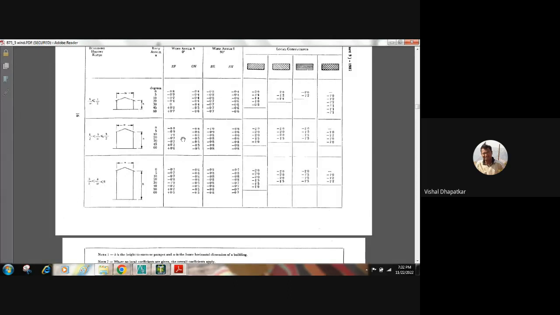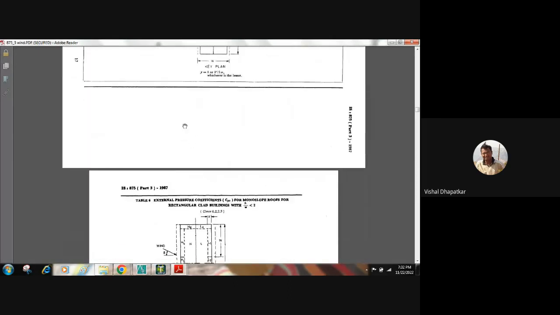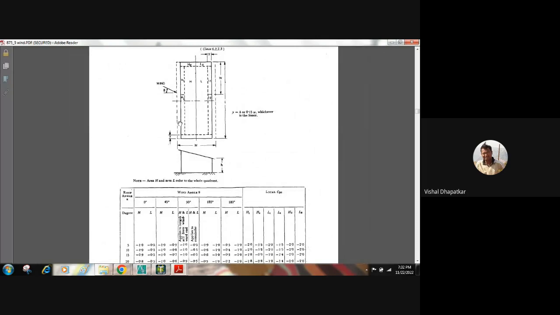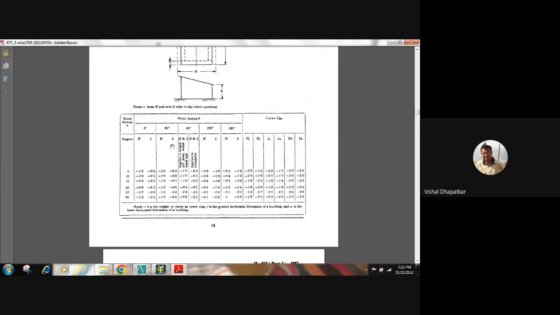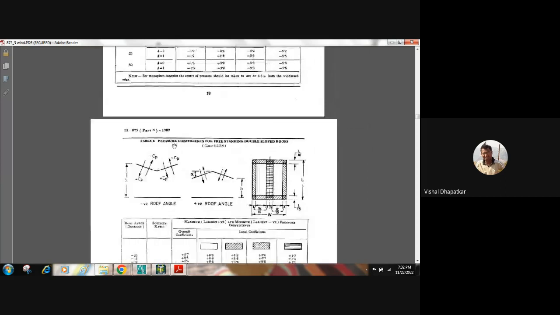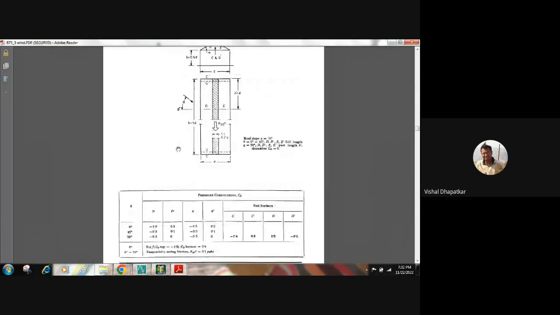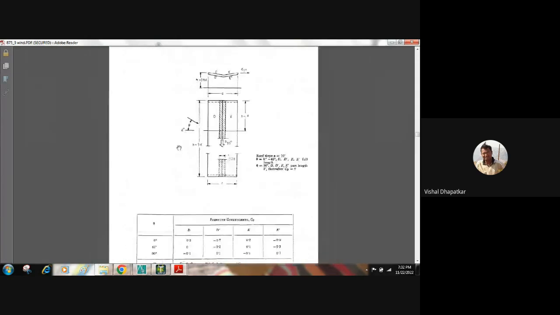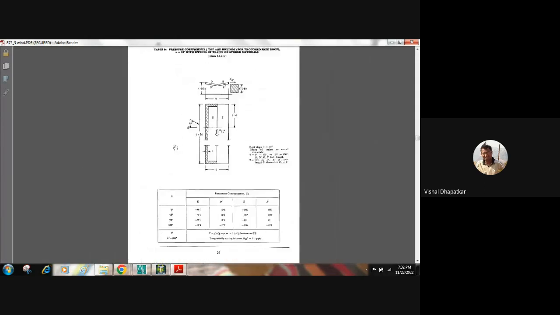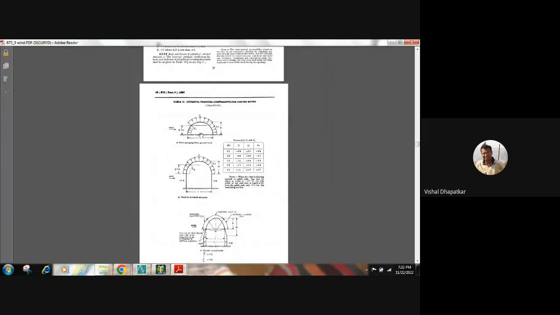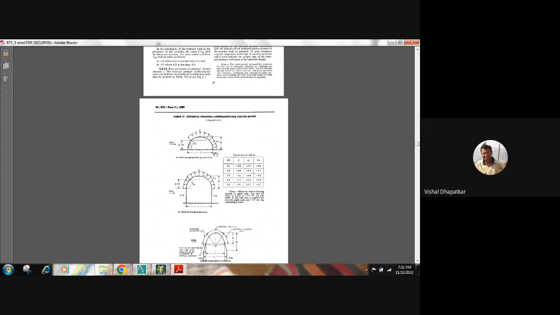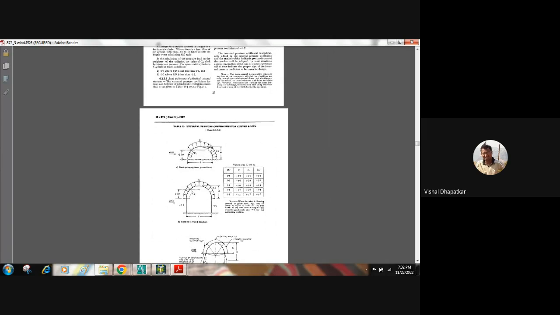There are some other slopes also for which the force coefficients are given. That is this for monoslope. Then we have this for the arch shape, dome shape structure, for which we can calculate the wind load as per this criteria.